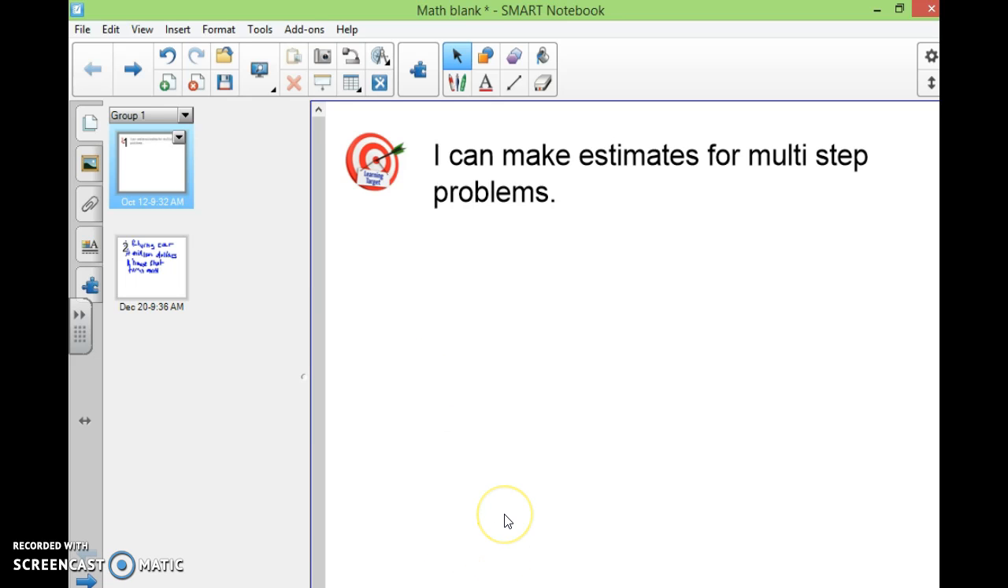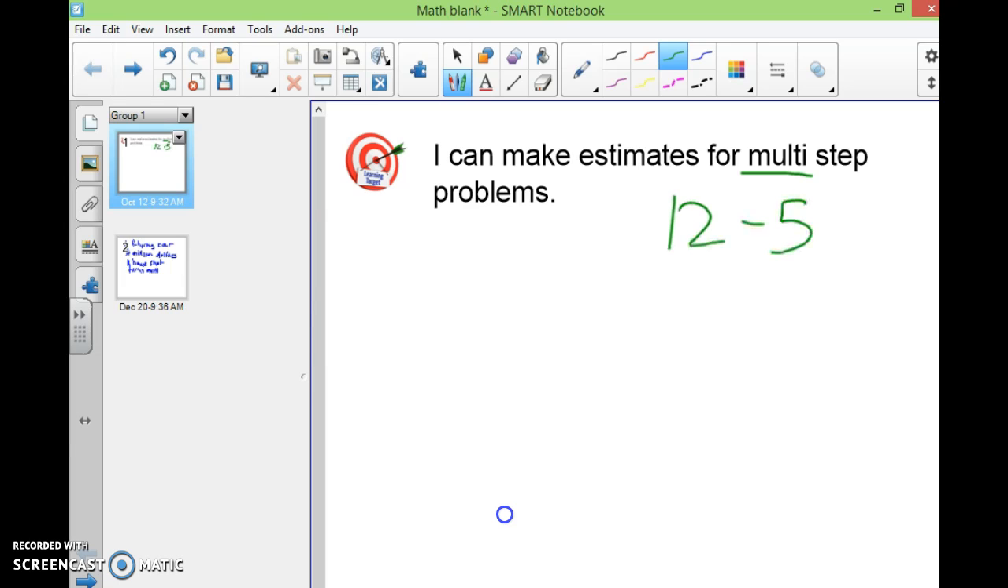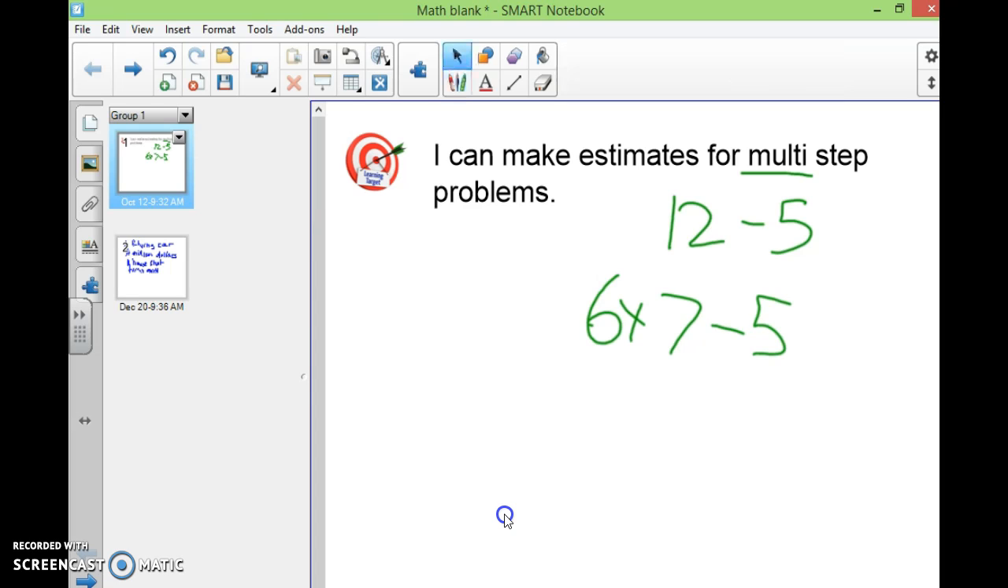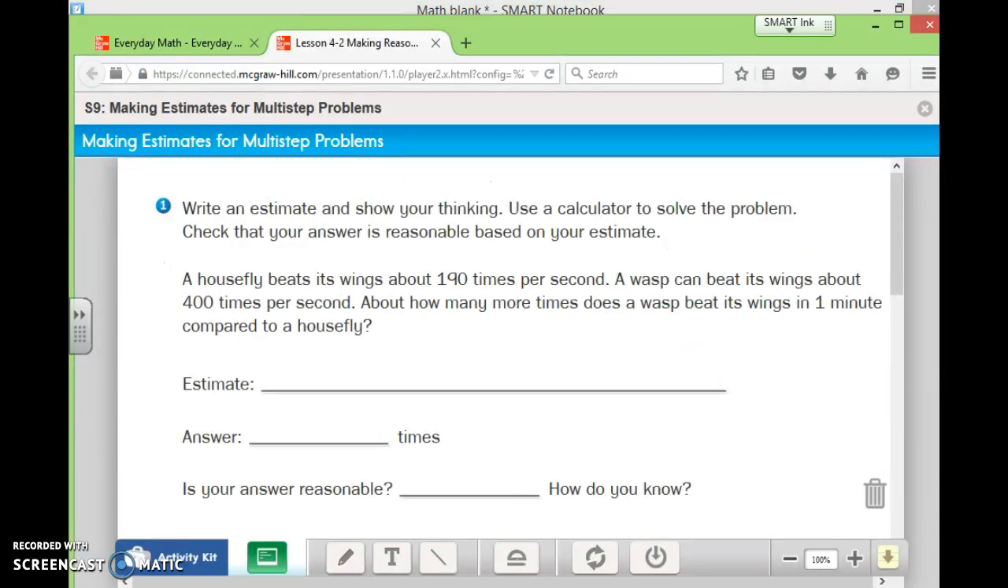Have you ever heard about multi-step problems before? Remind me what that means. So we have this word multi, and multi means more than one. So if we had a problem like this, that's one step, because all you have to do is subtract. But if we had this, now we've got multi-steps. We've got two, because we have to multiply and subtract. More than one step. And where we usually see multi-step problems are in word problems. Today we're going to make an estimate, and an estimate is kind of like an educated guess.